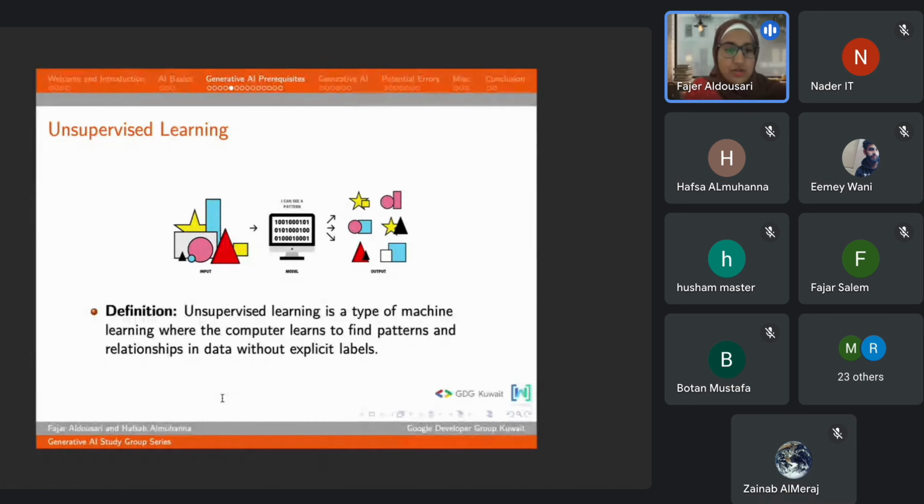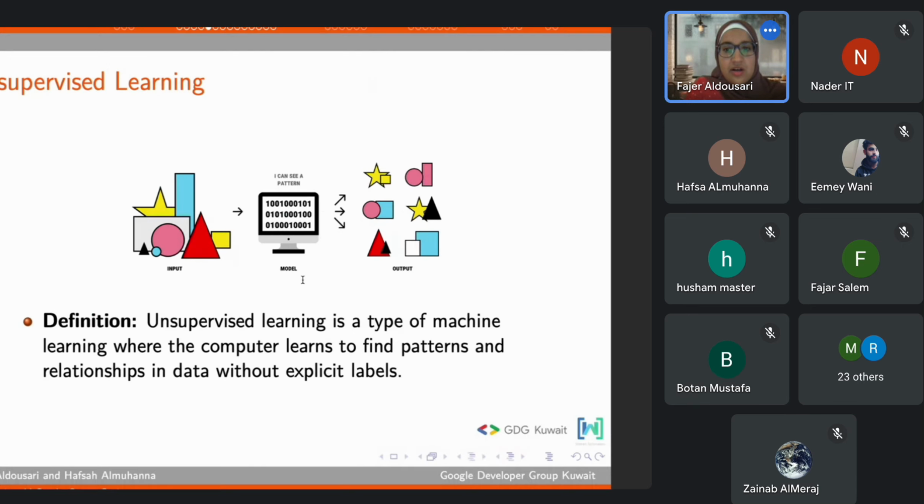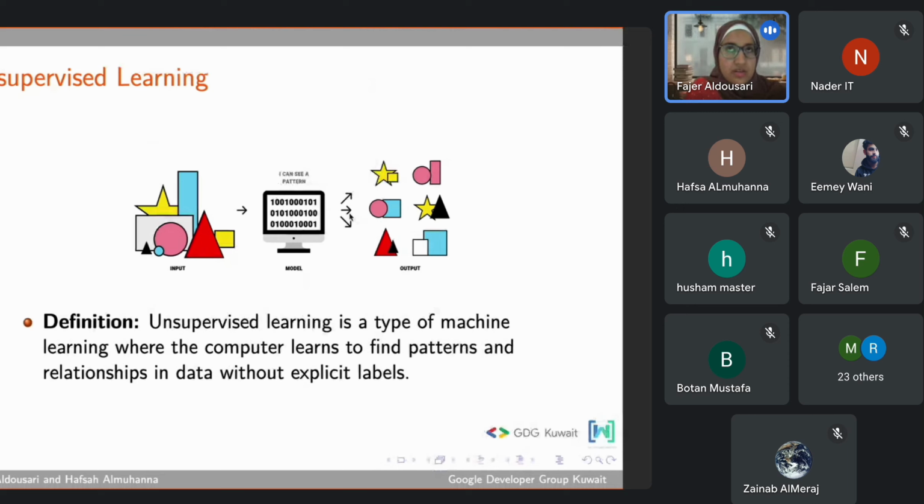So, going to unsupervised learning. If you focus on the data, you can see that we are just inputting data that doesn't come with a label to our system. It depends on what we want our model to do. In some cases, it does make sense to input unlabeled data to our model.